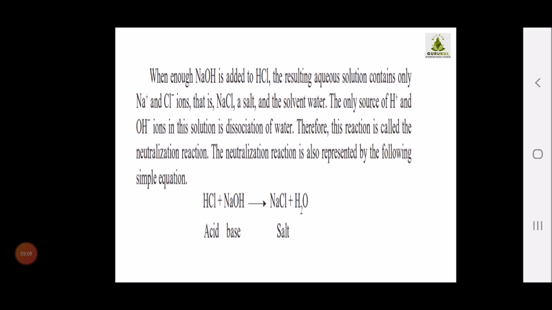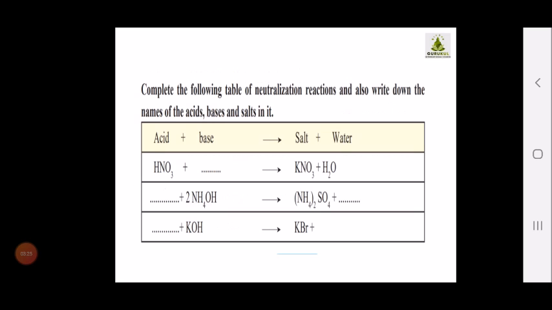Then the only H+ and OH- ions in the solution come from the dissociation of water, and therefore this reaction is called the neutralization reaction, and it can be represented as HCl + NaOH gives NaCl + H2O.